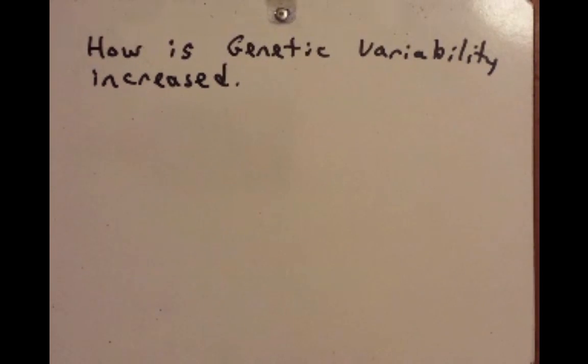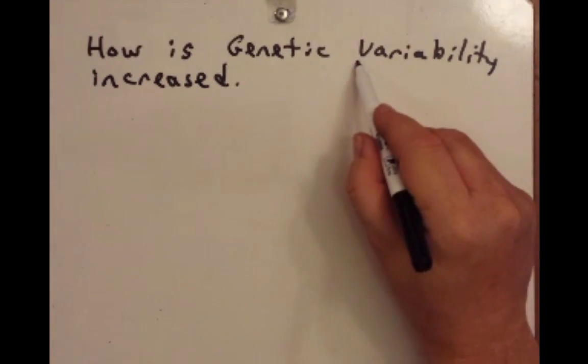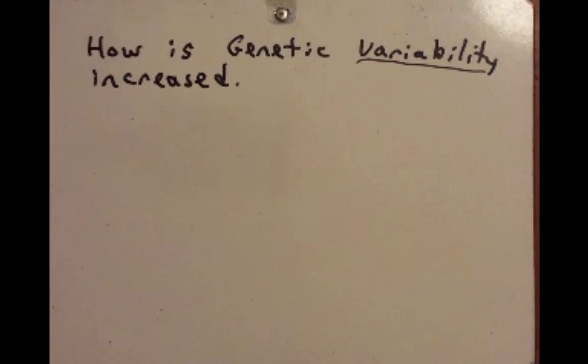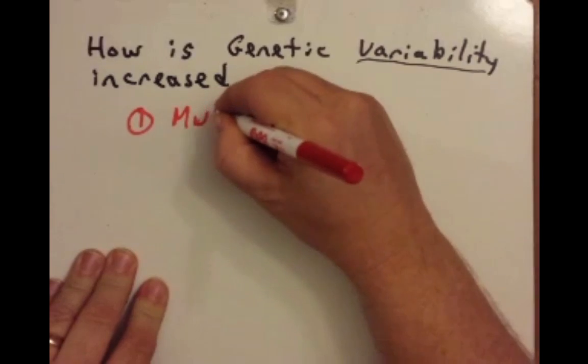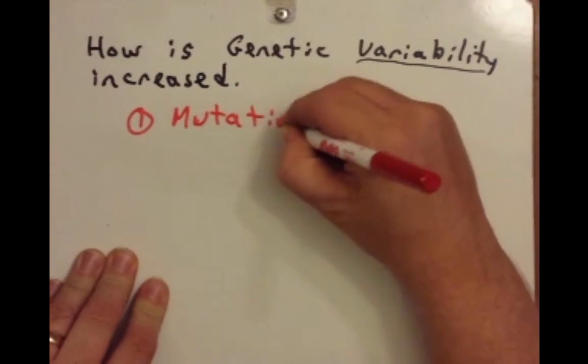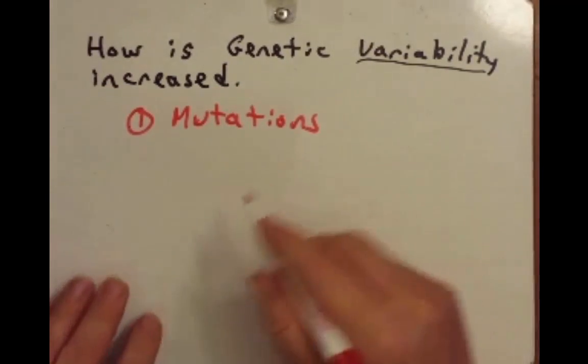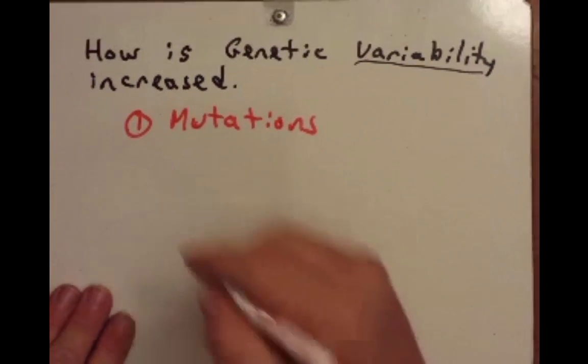And we know for natural selection to work, we have to have a lot of variability. Well, in order for it to work well, we need a lot of variability. So how, within a population, can we increase genetic variability? There are 4 ways that we want to talk about. One is mutations. We've already talked about mutations, but we're going to talk about them in a slightly different context.